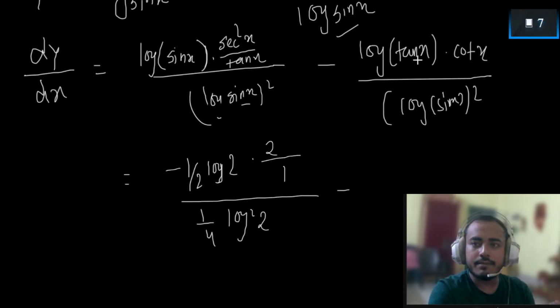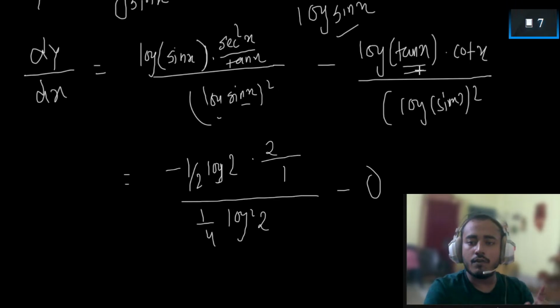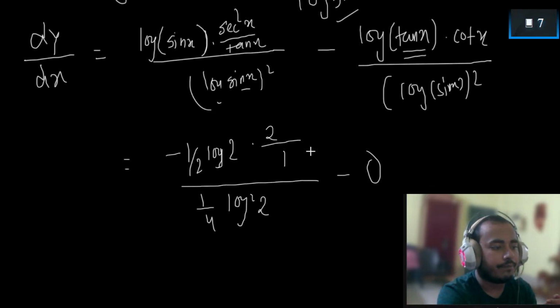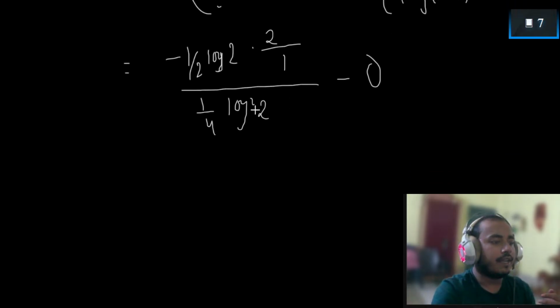Now let's repeat the same thing. Log of tan of pi by 4. Tan of pi by 4 is 1. Log of 1 is 0. So this is basically 0, because tan of pi by 4 is 1 and log 1 is always 0. If one term is 0, then it does not matter what you're doing with the other terms, right? It's basically 0. Okay. Now simplify this.